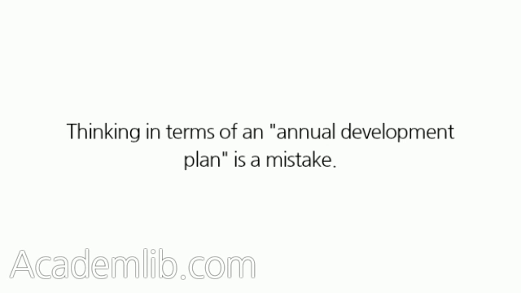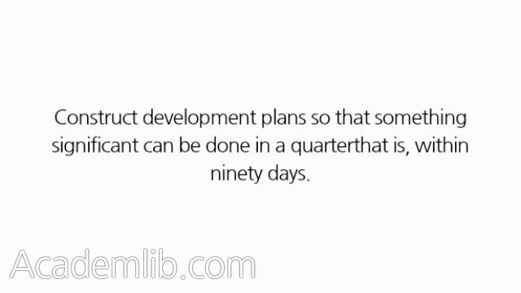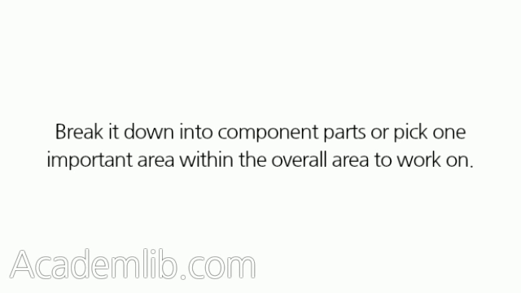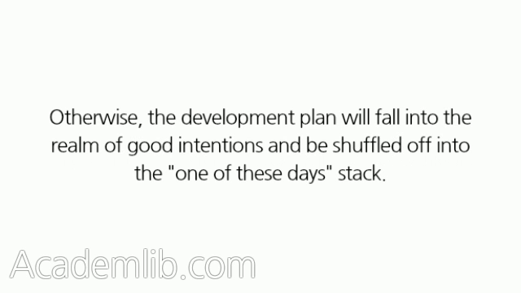7. Completion date. Thinking in terms of an annual development plan is a mistake. A year is far too long. Construct development plans so that something significant can be done in a quarter, that is, within 90 days. If your development goal will take more than 3 months to complete, it is too big. Break it down into component parts or pick one important area within the overall area to work on. Otherwise, the development plan will fall into the realm of good intentions and be shuffled off into the one of these days stack.